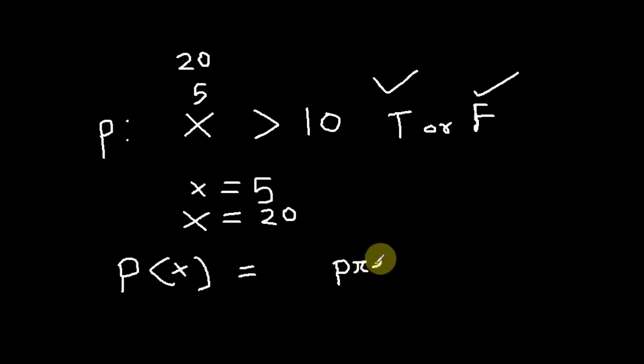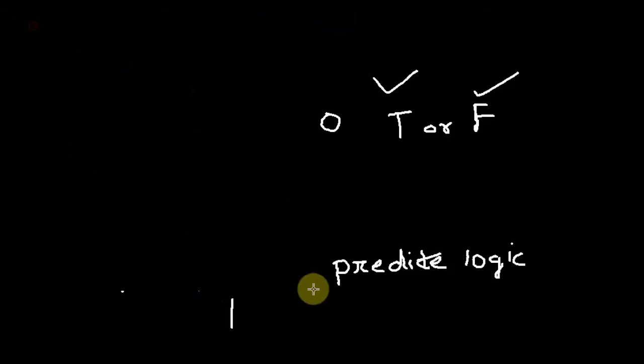This is predicate logic. Now you can have more than one variable. It's not that you only need to use x.